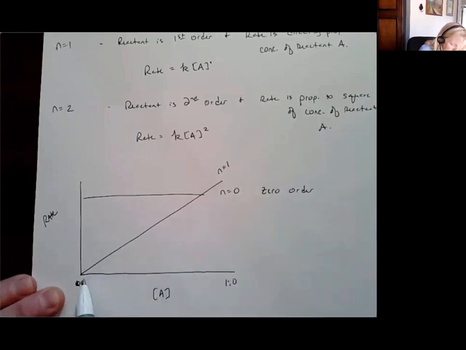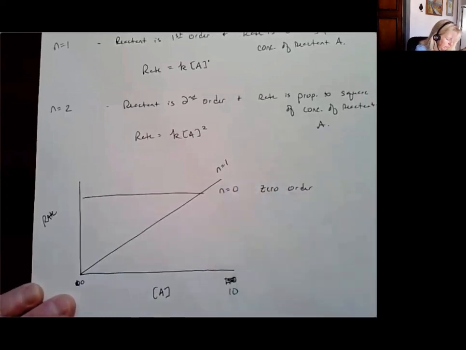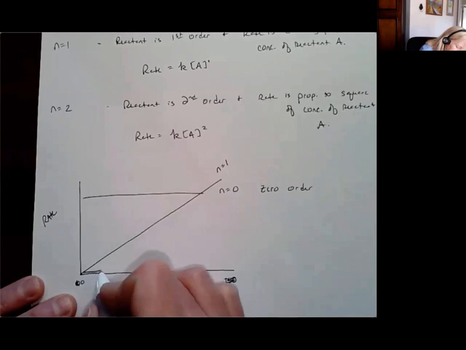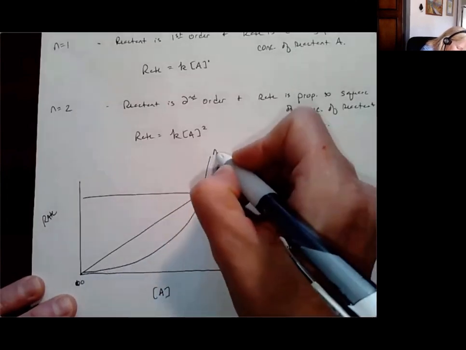So if I run a reaction at 1 molar starting concentration of A, I would have this rate. If I started with 2 molar, so let's say we go from 0 to 10 here, now my rate is going to double. So this would be an n equal 1. If I have n equal 2, I'm going to see this exponential increase here.